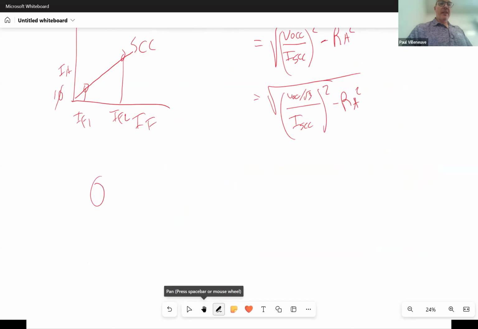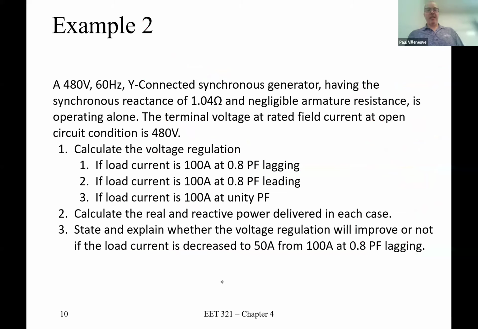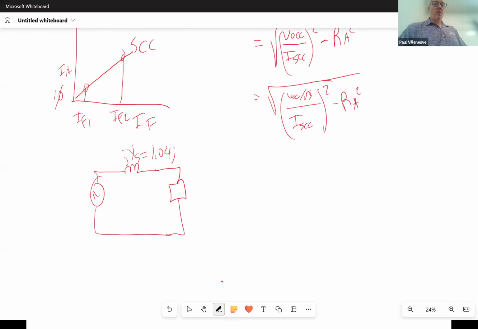Okay, so here is my voltage source. I'm just going to ignore the internal value and tuck a load on it. The load is either going to be 100 amps at 0.8 power factor lagging, leading, or unity. So the first one I'm going to do is 100 amps at 0.8 PF lag.